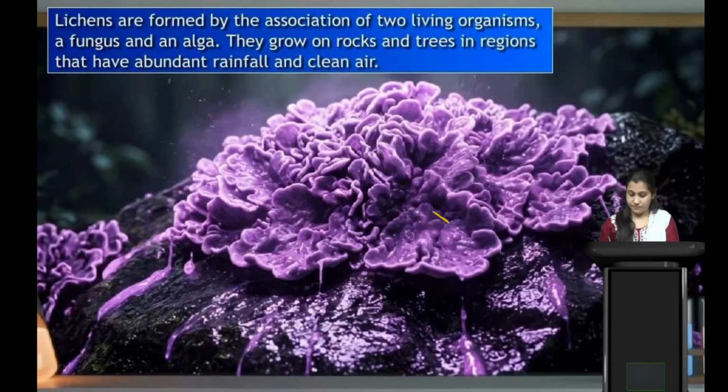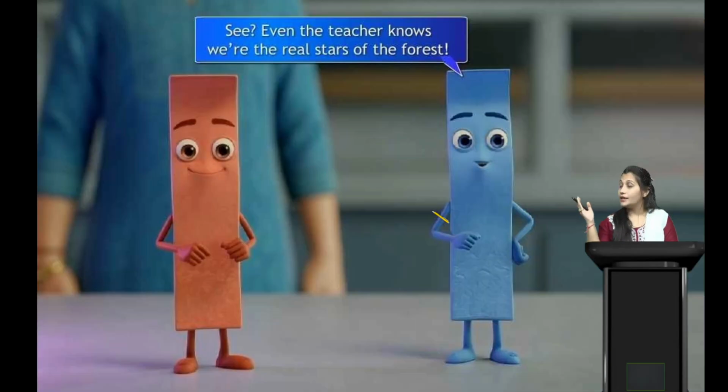Now let's see what happens. Now they are thinking, what is this sparkling liquid? Now see, the litmus papers stood up and said, see, even the teacher knows we are the real stars of the forest. These litmus papers are saying that even the teacher knows we are the real stars of the forest, because lichen grows in the forest areas. So these litmus papers are also thinking that they are the real stars.